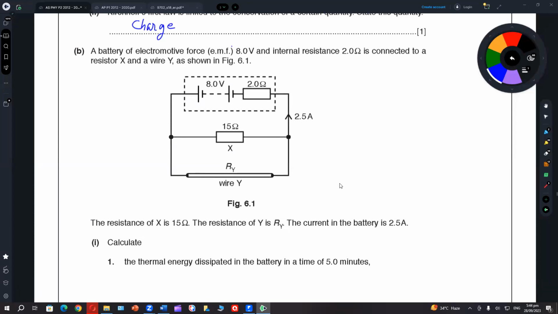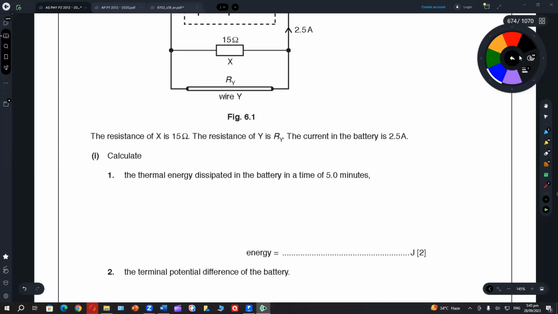You can use any formula of energy. EMF is 8 volt, internal resistance is 2. He's talking about the battery. So you can use I squared, as 2.5, then the resistance as 2, and multiplied by the time. And time is in minutes, so you convert, multiply by 60.